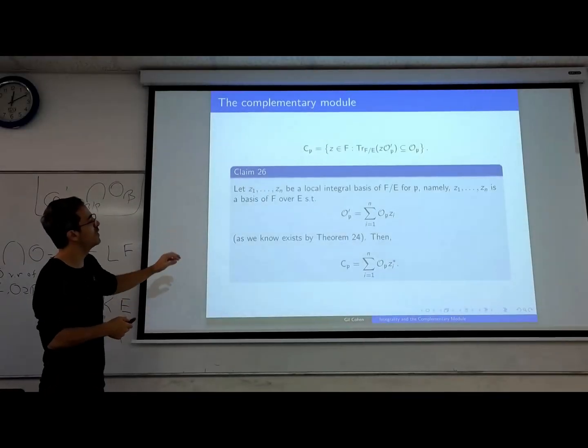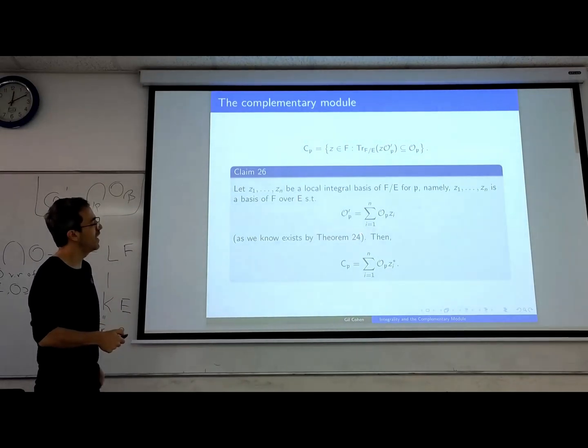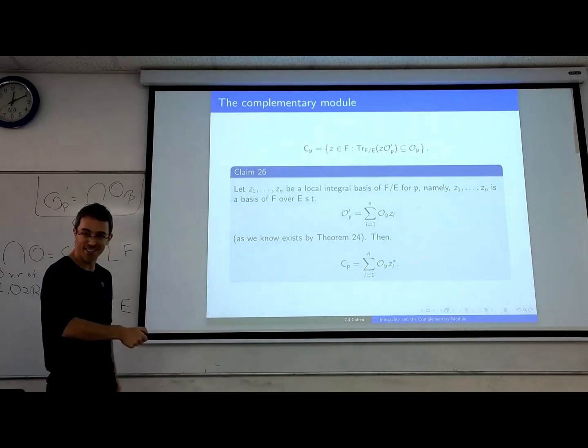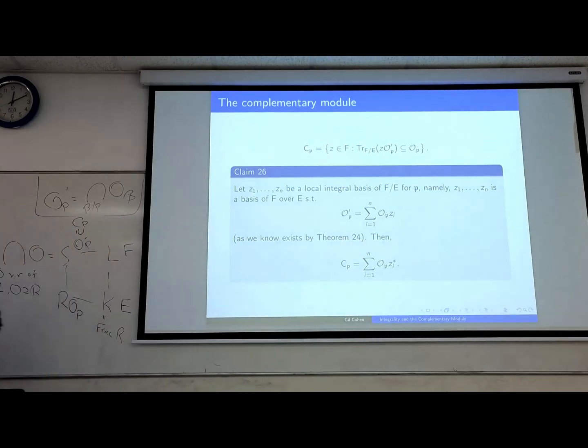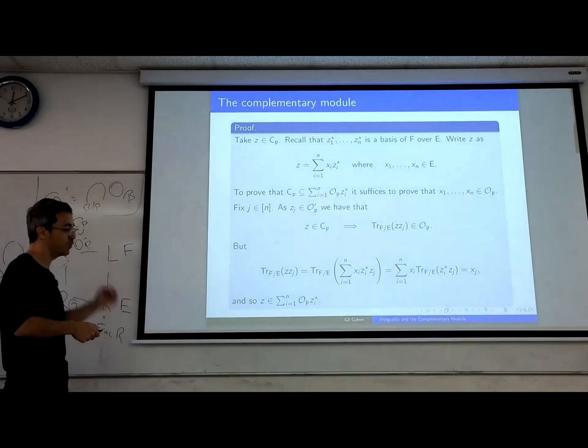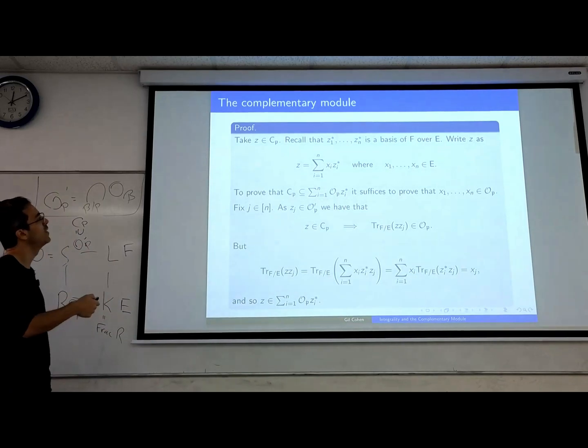Okay, so let's prove this claim. Again, if you have a local integral basis for P, namely this, then the complementary module is that. Where again, we understand that stars are actually embedding of using psi inverse and so forth. So let's see the proof. I think it will help you appreciate the definition of the complementary module because it's a nice tool.